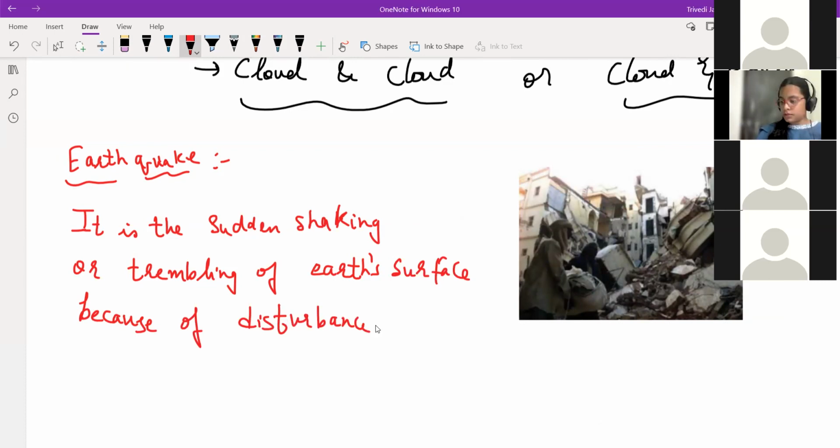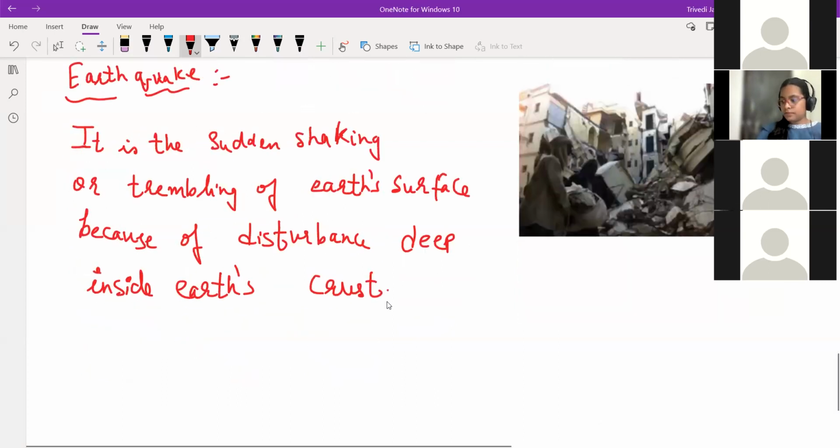It is because of disturbance deep inside the Earth's crust. What is the Earth's crust? Sir, it is the surface on which we live. When we stand on the ground and the plates inside start to shake, the pressure suddenly comes and they tremble, and due to that we fall down most of the times.